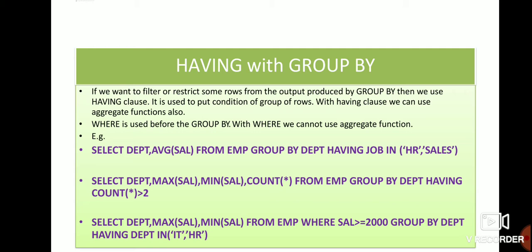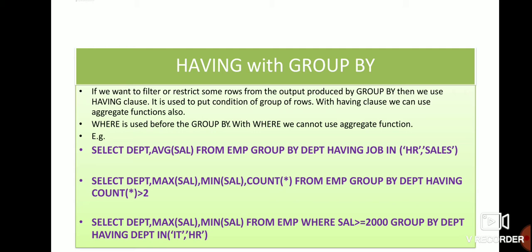Next is having with group by. What do you mean by having with group by? If we want to filter or restrict some rows from the output produced by group by, then we use the having clause. It is used to put conditions on groups of rows. We can use aggregate functions in the having clause. Where is used before group by, and with where we cannot use aggregate functions, but with having we can use aggregate functions. You can see the examples as mentioned here.